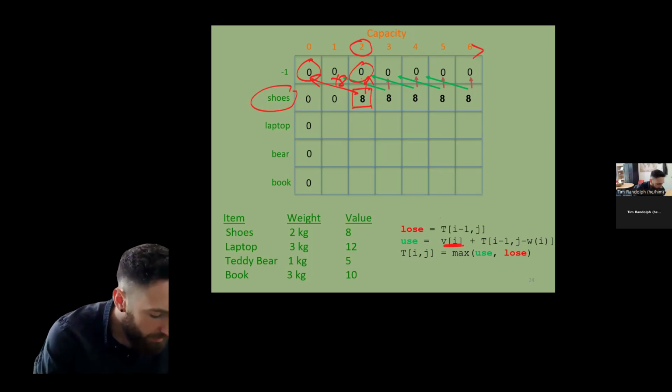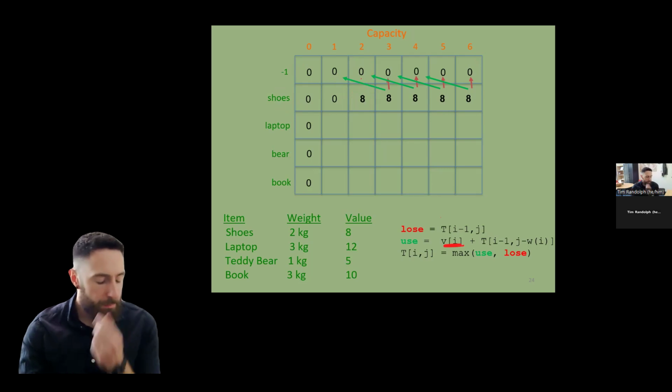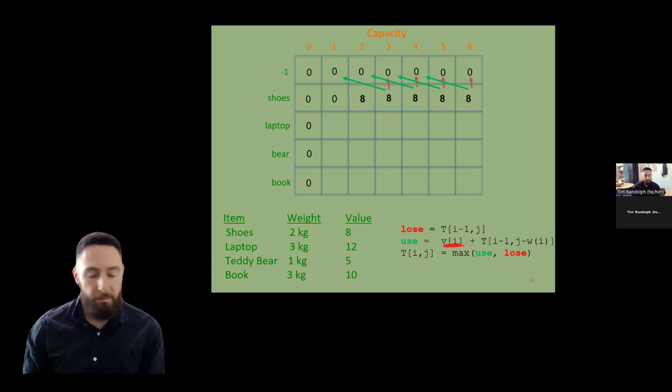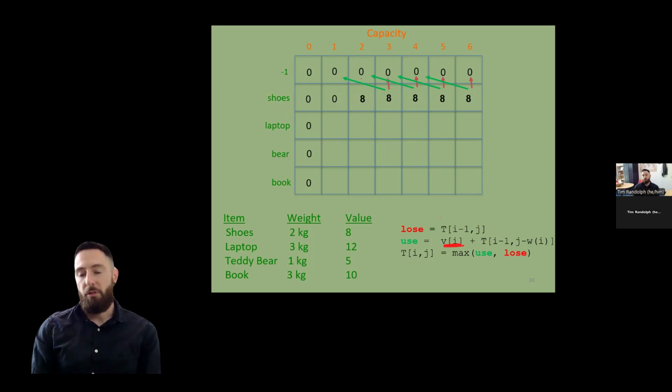All of the cells in this row are going to do something similar. They're going to say, all right, in the lose case, my capacity doesn't decrease, but I also throw away the shoes. In the use case, my capacity goes down by 2, but I get the value of 8 from the shoes.